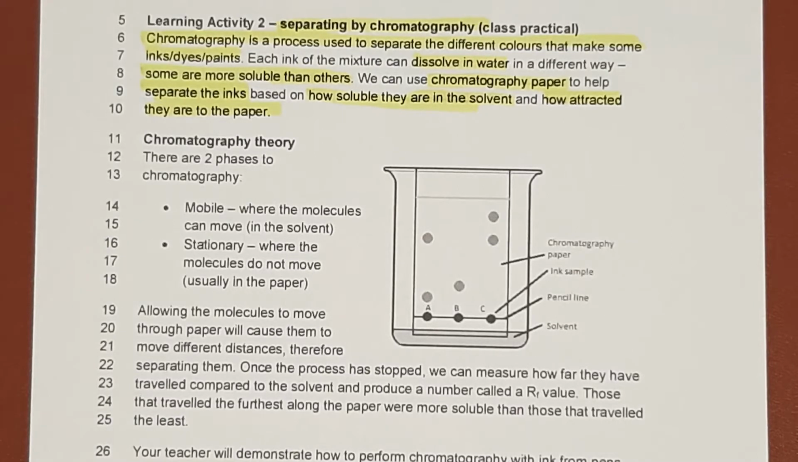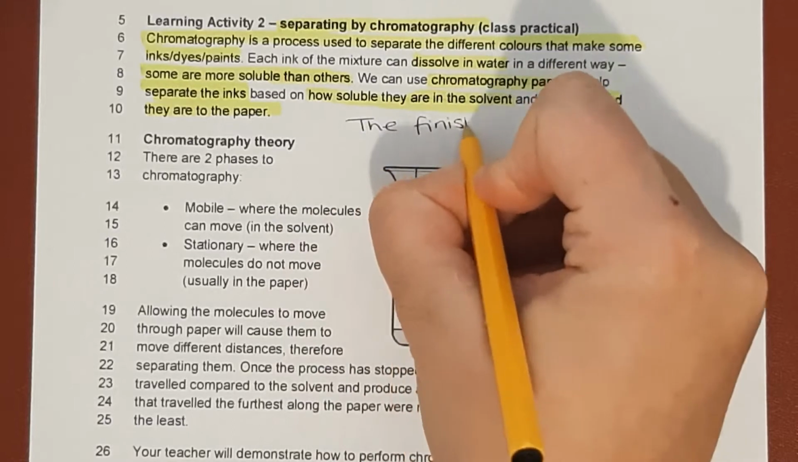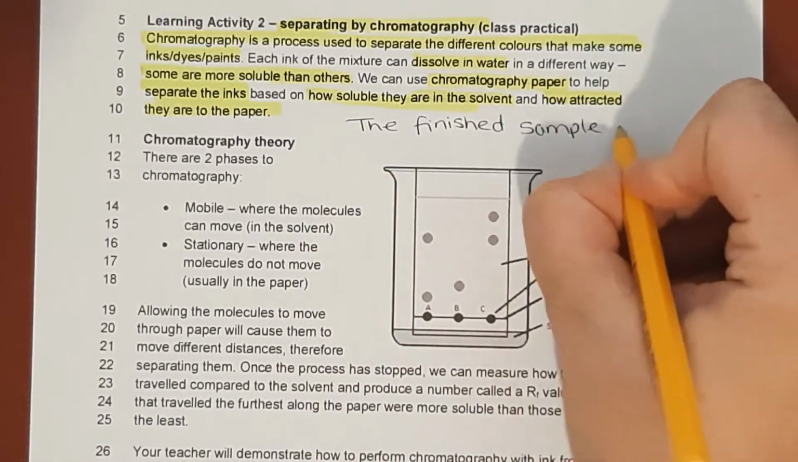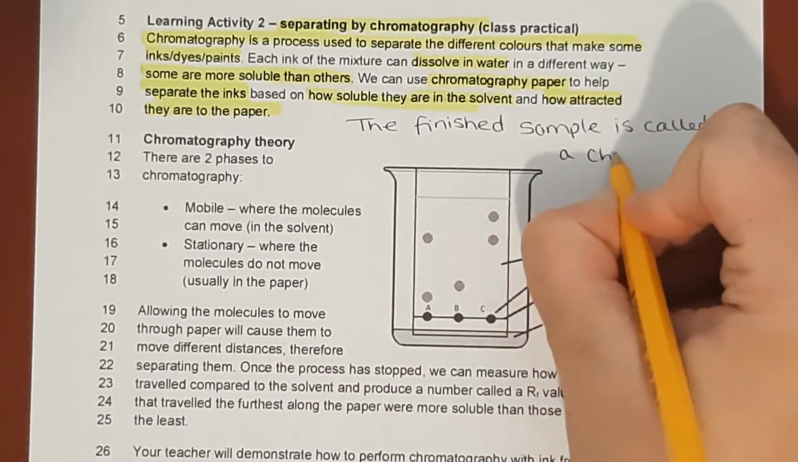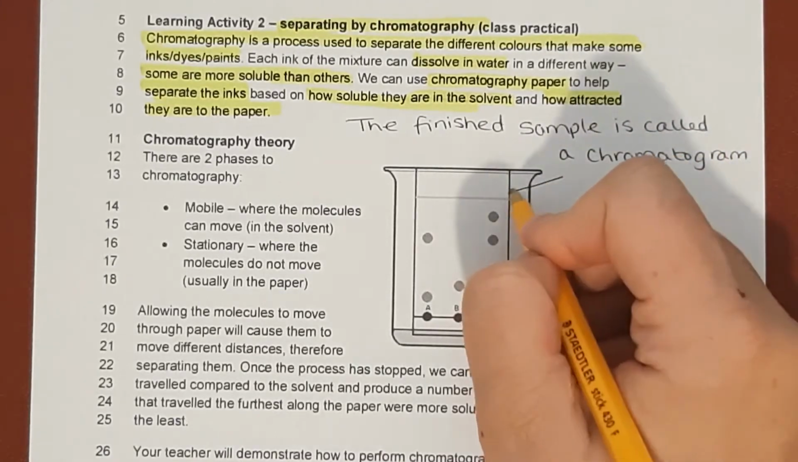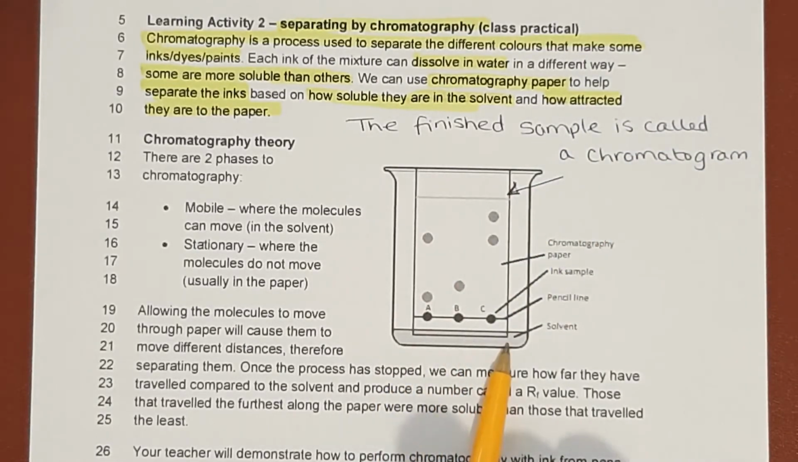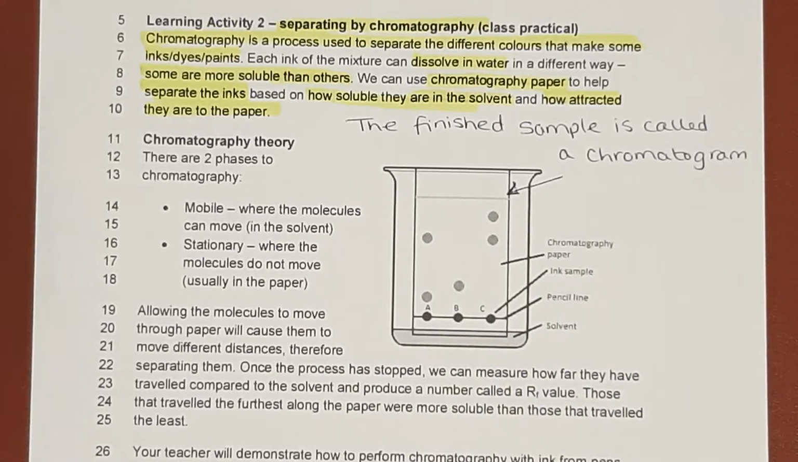The finished sample is called a chromatogram. And that is this piece of paper here, which is currently sat in the solution or the solvent. And once it's all dried and finished, that is a chromatogram. But it's not a chromatogram until it's completely done and dry. So the theory behind chromatography.